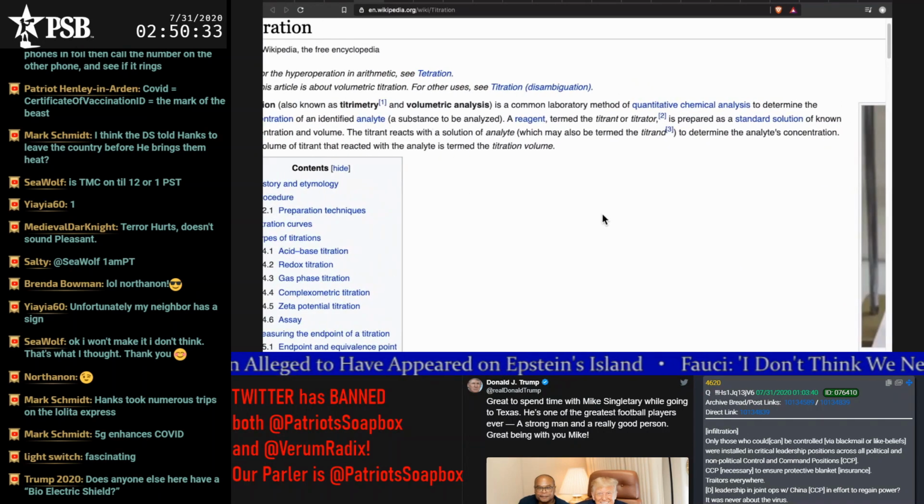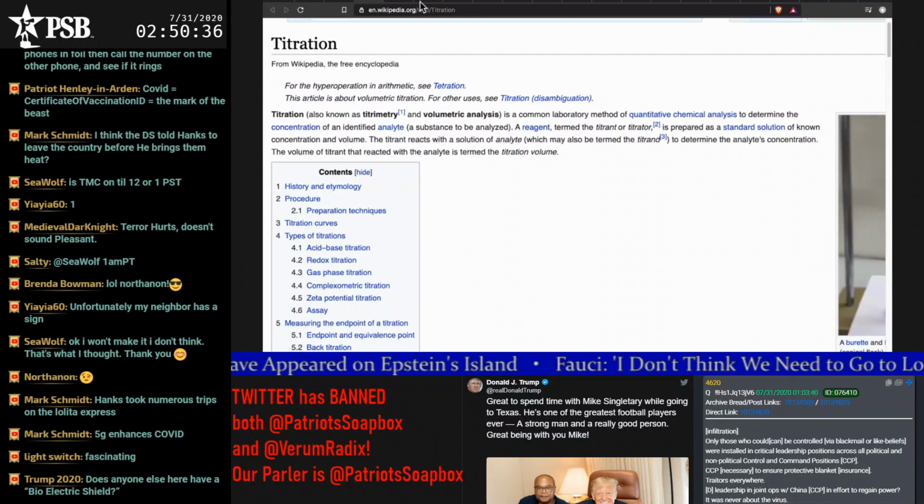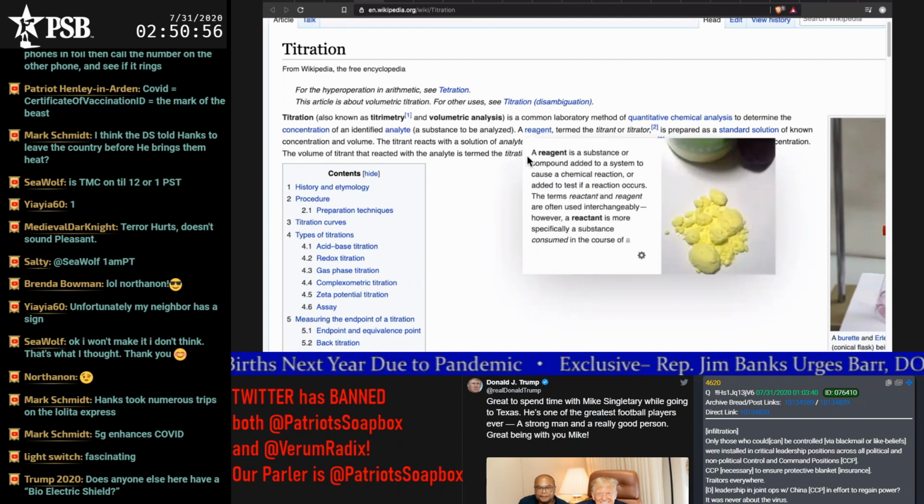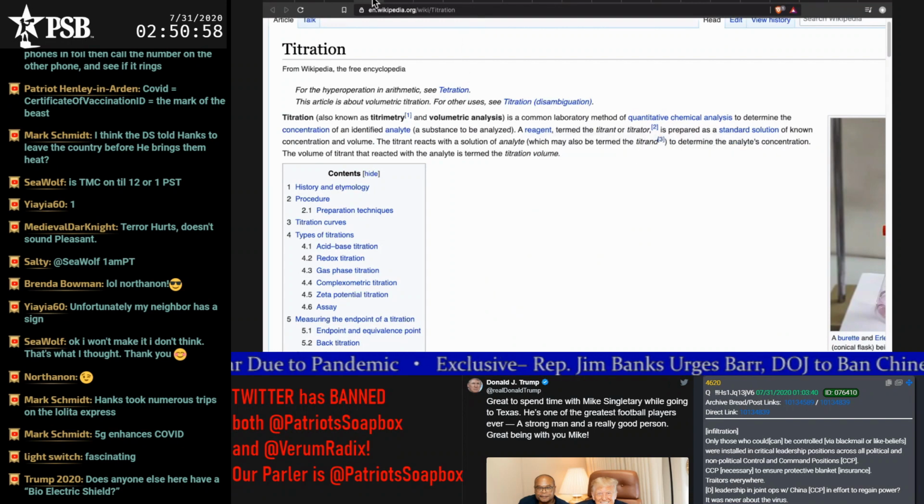So how is this applied to what we're talking about right now? What this looks like is they would be able to draw blood, take a biopsy, saliva sample, swab your nose, and they would be able to analyze that material using a titration methodology to see what's going on with your genetics, to see what's going on with your DNA, right? That's one example.